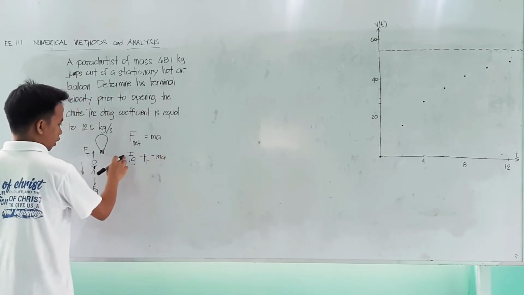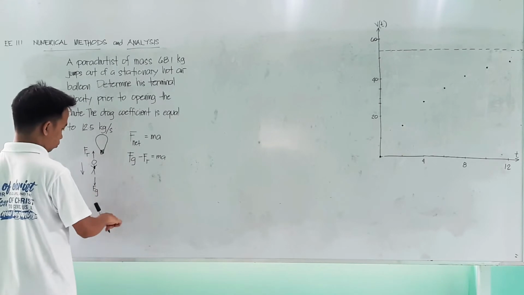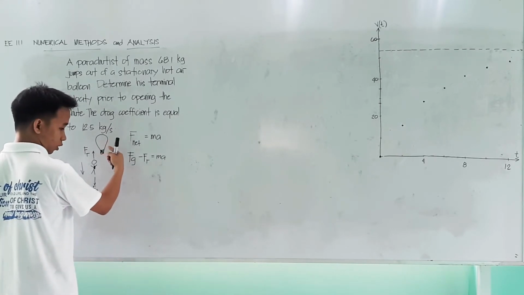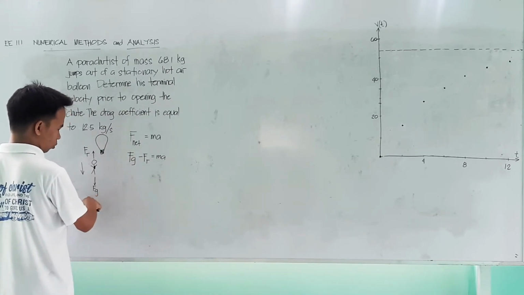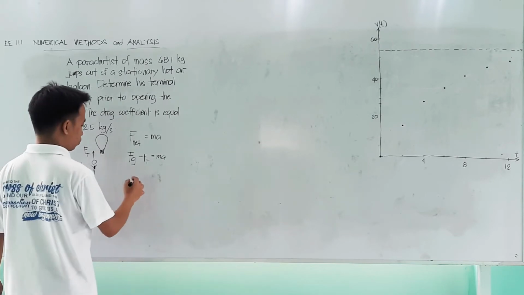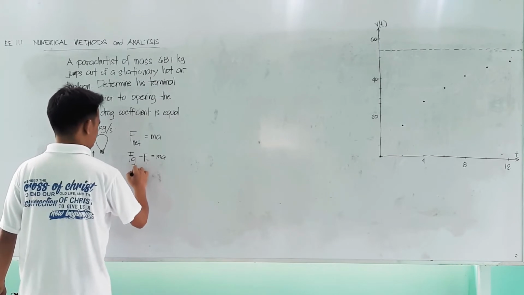Now, I took the downward direction as positive, but you can also take the upward direction as positive. You just have to be consistent with the sign, but this time I'll use the downward direction as positive. Now, force due to gravity is equal to mass times gravity.